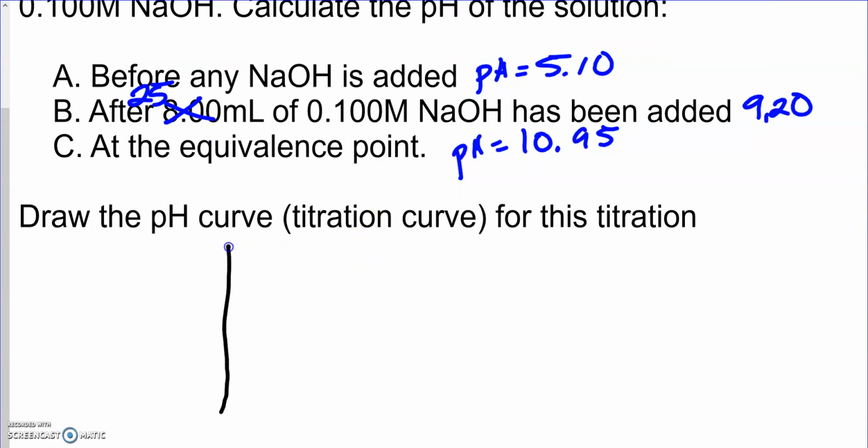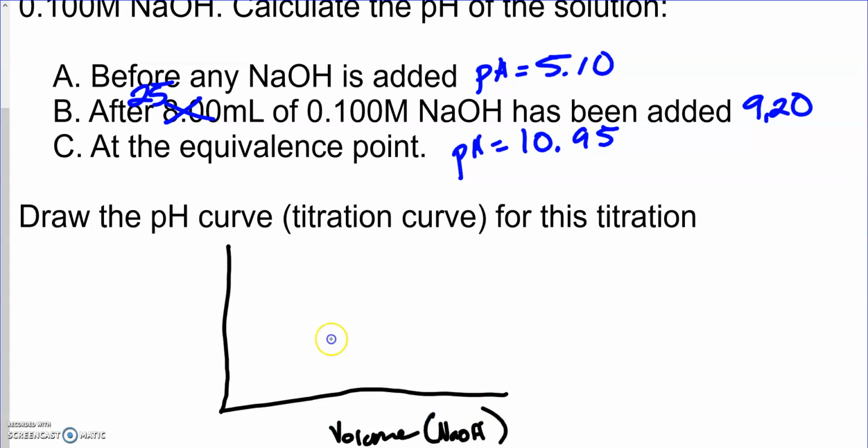Okay, so a pH curve is simply going to be volume on the bottom. And usually this is the volume of the species added, so this would be the sodium hydroxide added. And then we have our pH. So before any hydroxide is added, at 0, our pH is around 5.10, so we'll put it right here as our starting point.